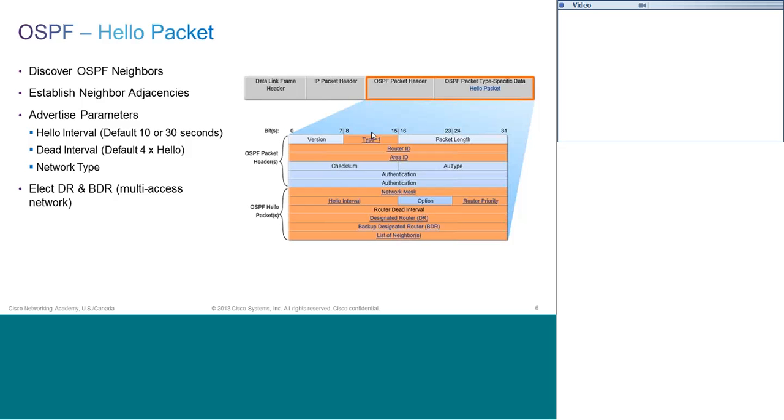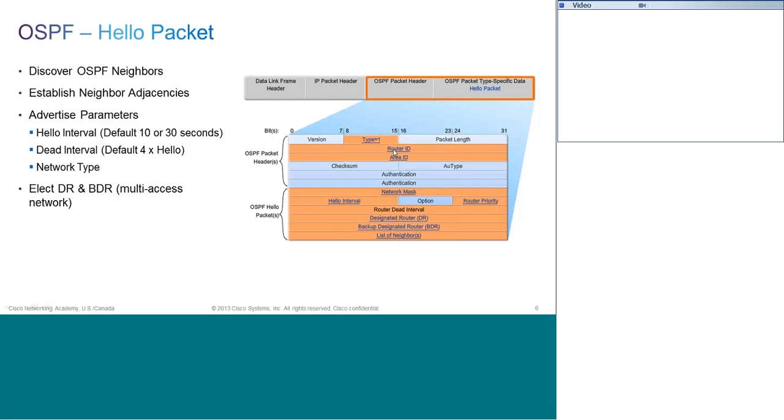The figure displays the fields contained in the Type 1 Hello packet. An important field shown in the figure is the type. It identifies the type of packet. A 1 here indicates a hello packet. A value of 2 would identify a database description packet. A 3, a link state request packet. 4, a link state update packet. And 5, a link state acknowledgement packet.